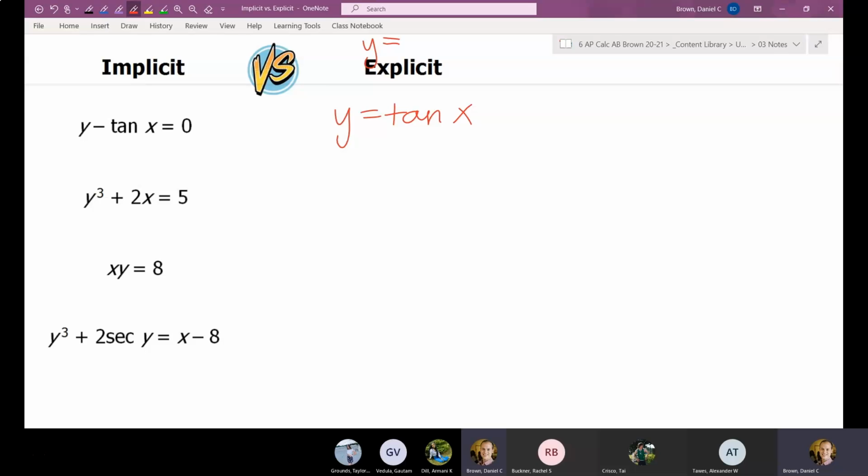Same thing for this next row, y cubed plus 2x equals 5. This would be called an implicit function because we have x and y's mixed together on the same side of the equal sign. If I wanted to make this an explicit function, we're going to have to subtract the 2x from both sides and then take the cubed root of both sides. That one we can easily convert into an explicit function. Even this one that looks kind of simple, x times y equals 8, would be called an implicit function. X and y's are mixed together on the same side of the equal sign. An explicit function, dividing both sides by x, would be y is equal to 8 over x.